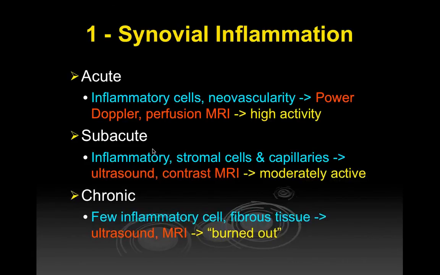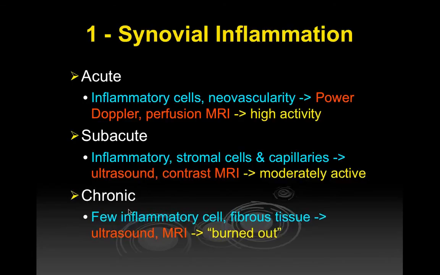The next stage is a subacute stage where by histology you get inflammatory cells, but mostly stromal cells and normal capillaries. This can be seen as synovial thickening by ultrasound and a regular equilibrium phase contrast enhancement. It's just synovial thickening. And this can be active, not active, moderately active. But when all you see is just thickening of the synovium and not early enhancement, you tend not to get much progression of the disease process.